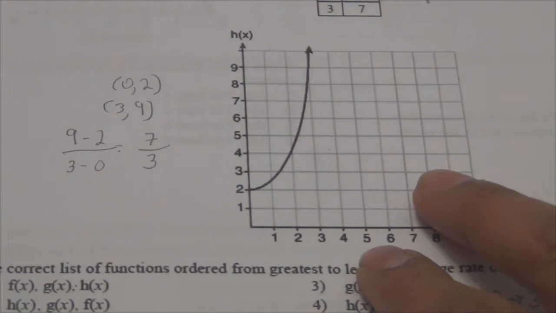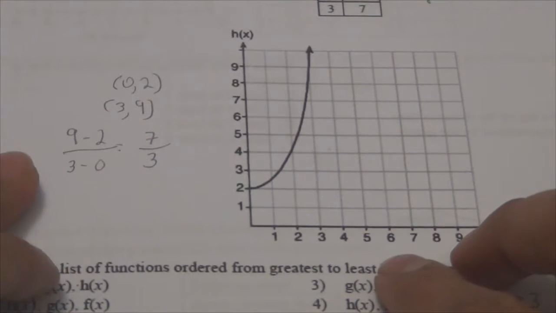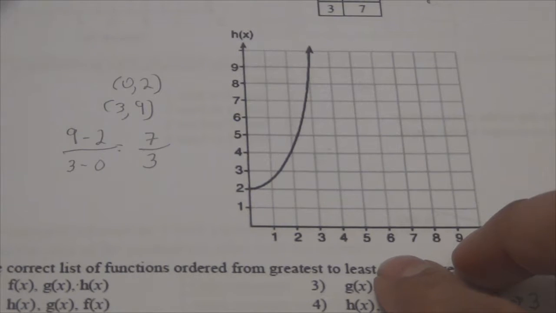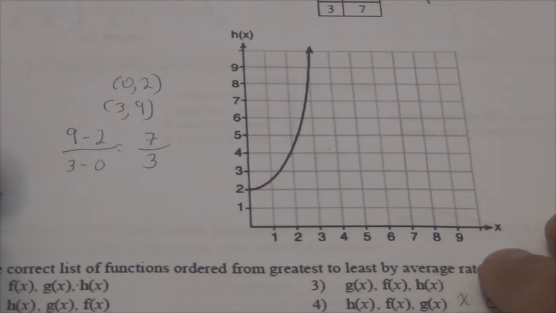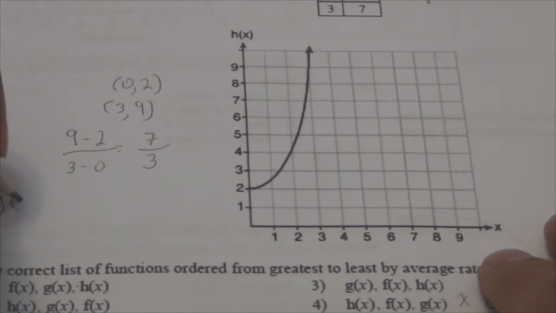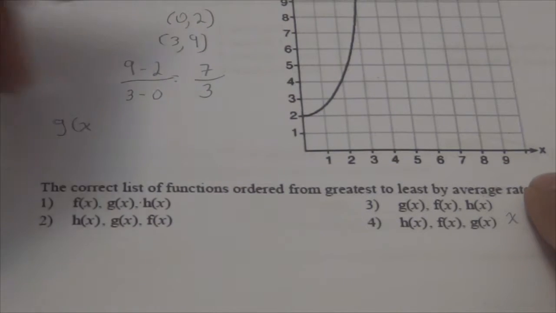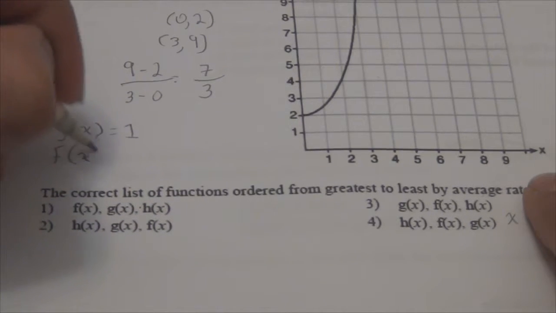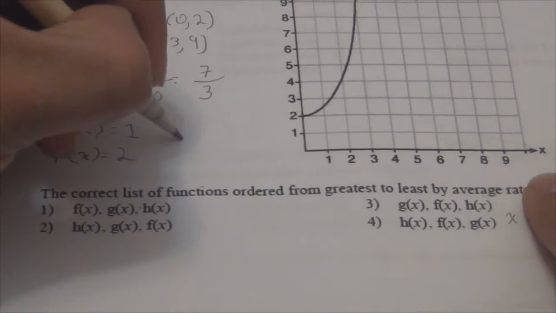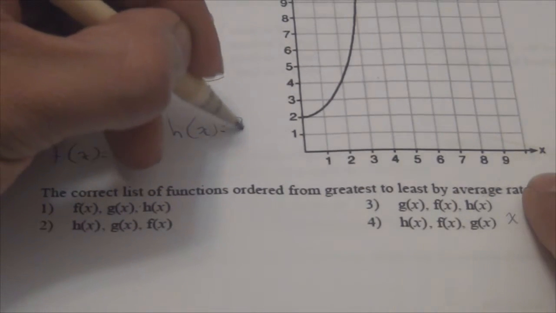Okay, so these are the slopes. I'm going to state what the slopes are. For g of x, the slope was 1. For f of x, the slope was 2. And for h of x, the slope was 7 over 3.